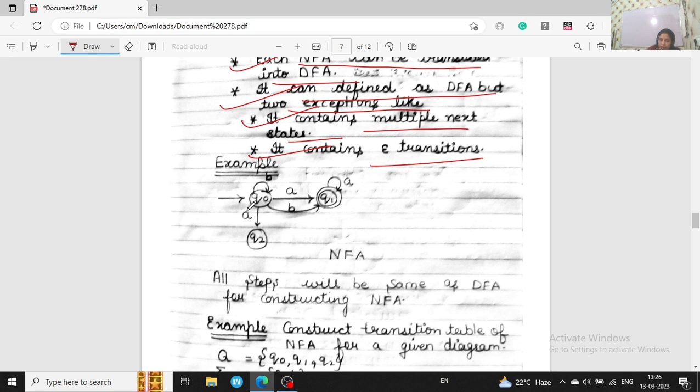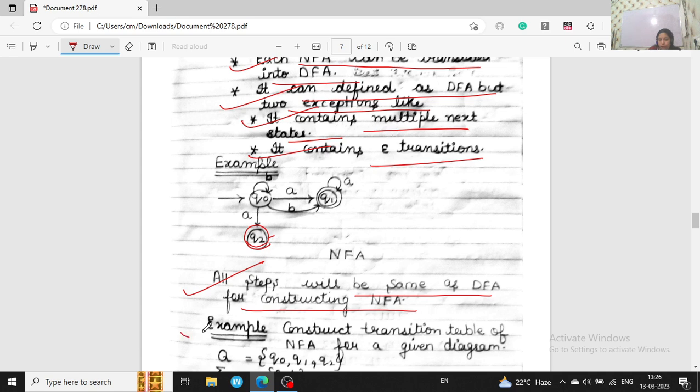Here Q0 is the start state. It accepts B itself, and Q1 is the final state. It accepts A from Q0, and it itself also accepts A. On the other hand, it also accepts B from Q0. On the other side, Q2 is a state which accepts only A, but it cannot be connected with the final state. All steps will be the same as DFA for constructing an NFA.